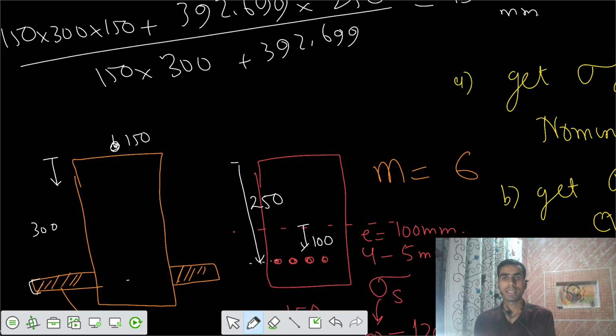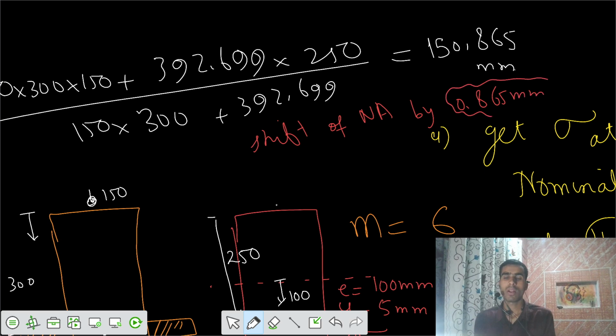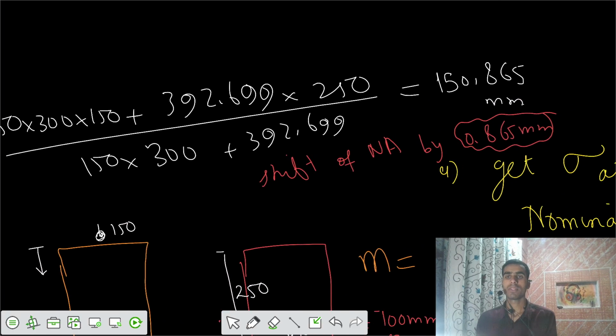Because the area of the steel is less, the shift of the neutral axis is only by some amount, 0.865 millimeters. Because of this small change, your stresses are not going to change that much, because your area of the steel is very less.